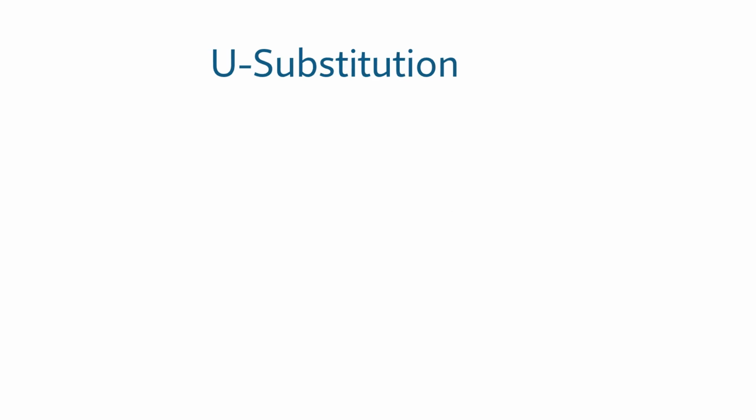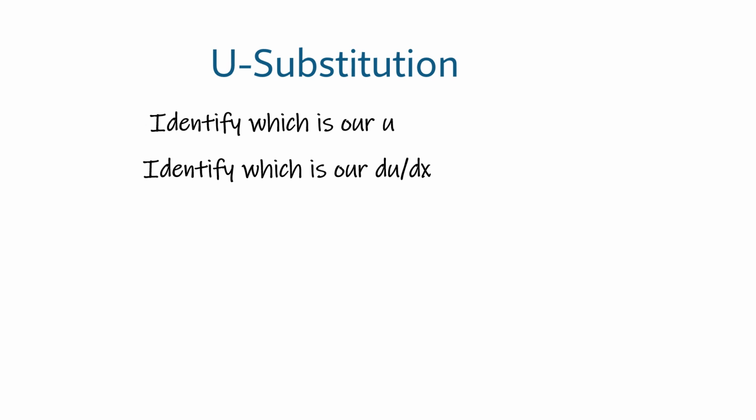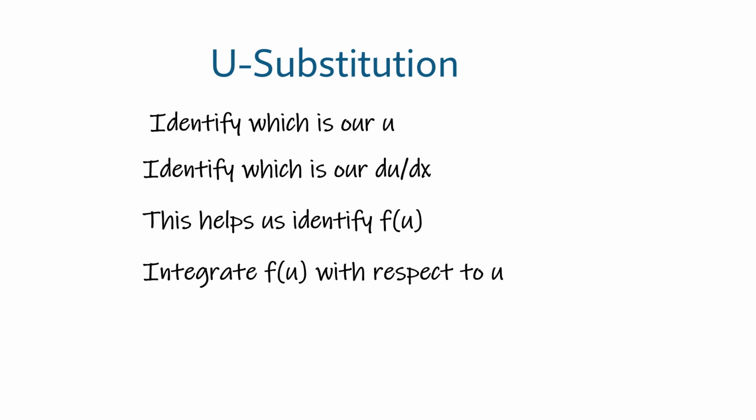And that is what we do with u-substitution. We find out which is our u, and then we figure out where our derivative of u is. This will help us put the integral in terms of the outer function with respect to u, which allows us to integrate the outer function with respect to u to find our antiderivative.